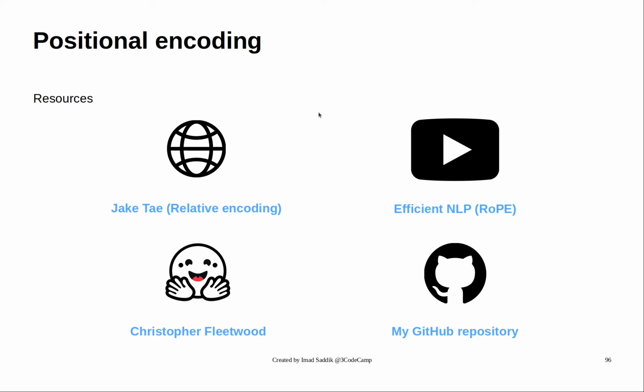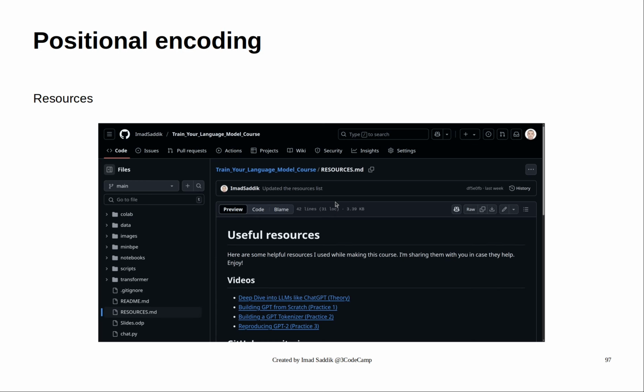Here are some great resources I used to learn these different positional encoding methods. You have Jake's blog on relative positional encoding, this YouTube channel that explains rotary positional encoding. I highly recommend this video. It is really great. Christopher's Hugging Face blog on positional encoding, and my own GitHub repository. Here I try to keep updating the resources file with the new links that I find useful. Here it is if you are wondering about it. So just click on the resources and you'll find the useful resources there.